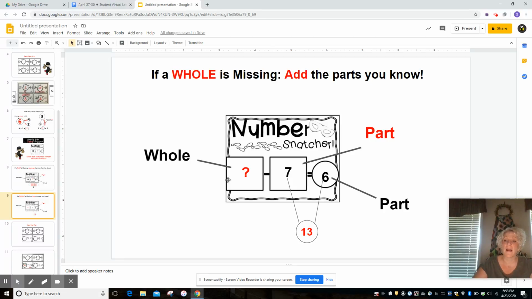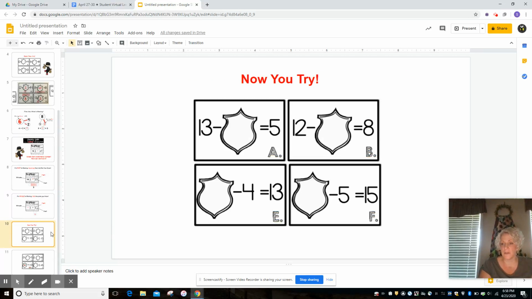So remember, if I know the part and the whole, I can start at the part I know and count up to the whole. If I only know the two parts, then I'm going to add them together just like an addition problem, and solve for my whole. I have some examples here for you to try. I would like you to take a look at these 4 problems. Pay close attention. Are you missing your whole? Are you missing your part? Let's take a look at that real quick before you get started.